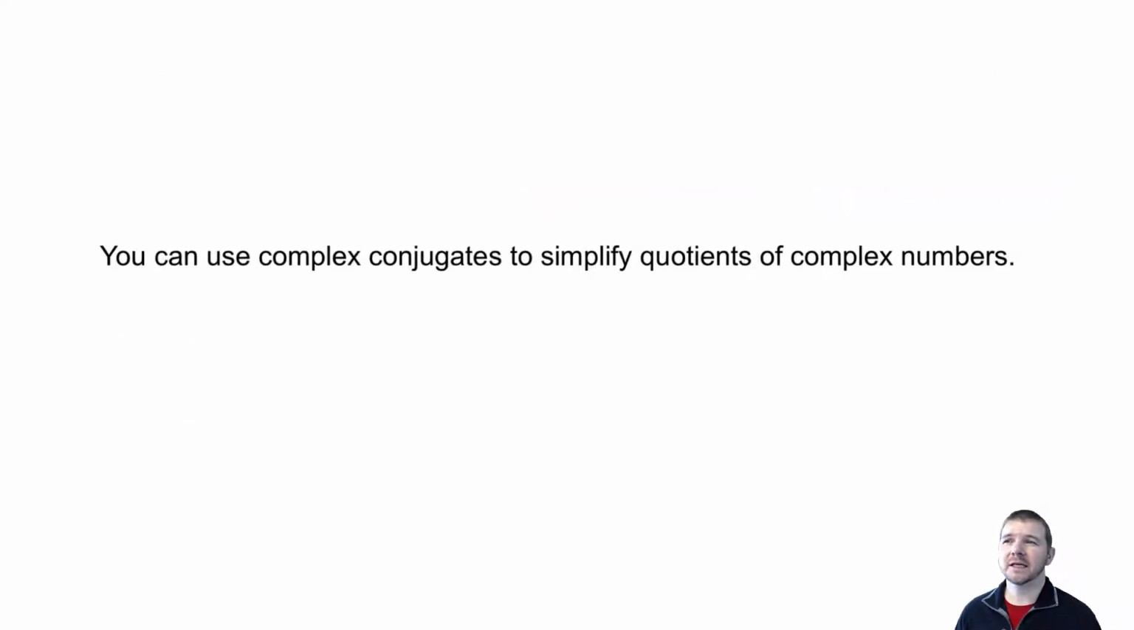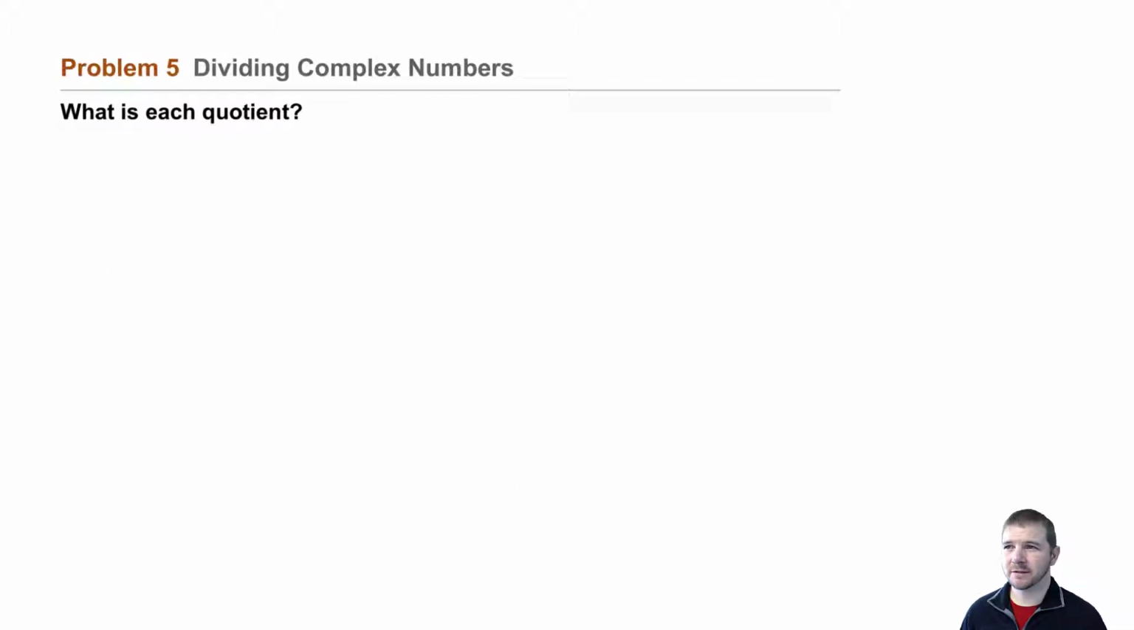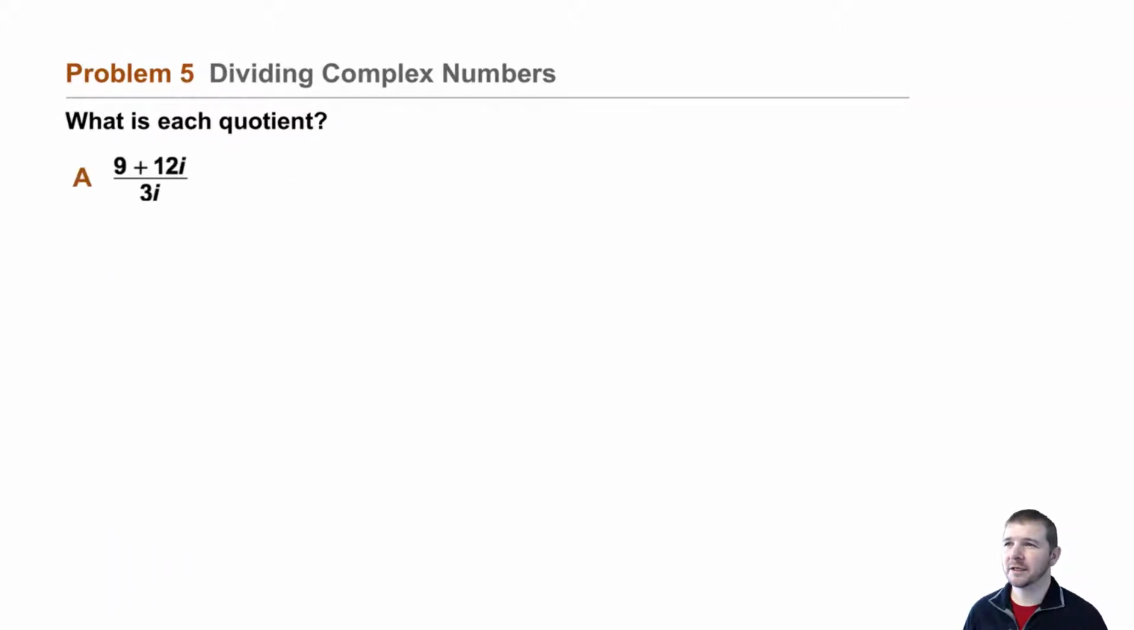You can use complex conjugates to simplify quotients of complex numbers. Problem 5, dividing complex numbers. What is each quotient? Part A, 9 plus 12i over 3i.